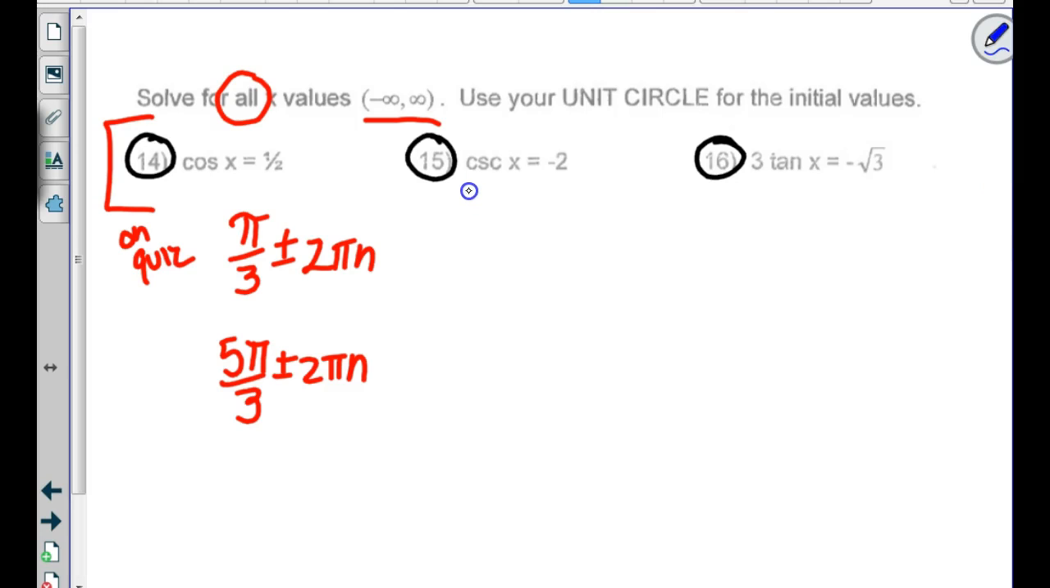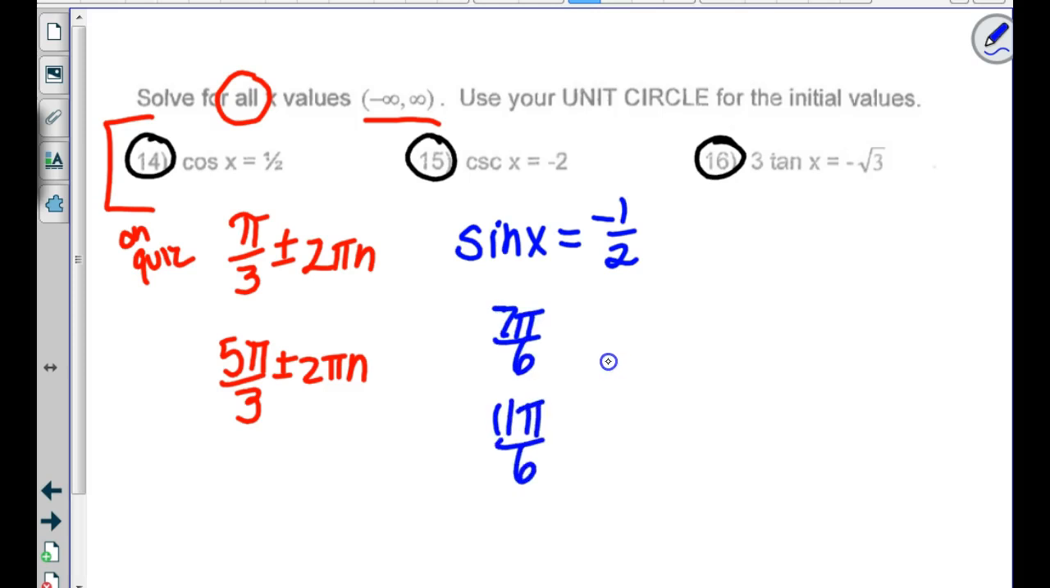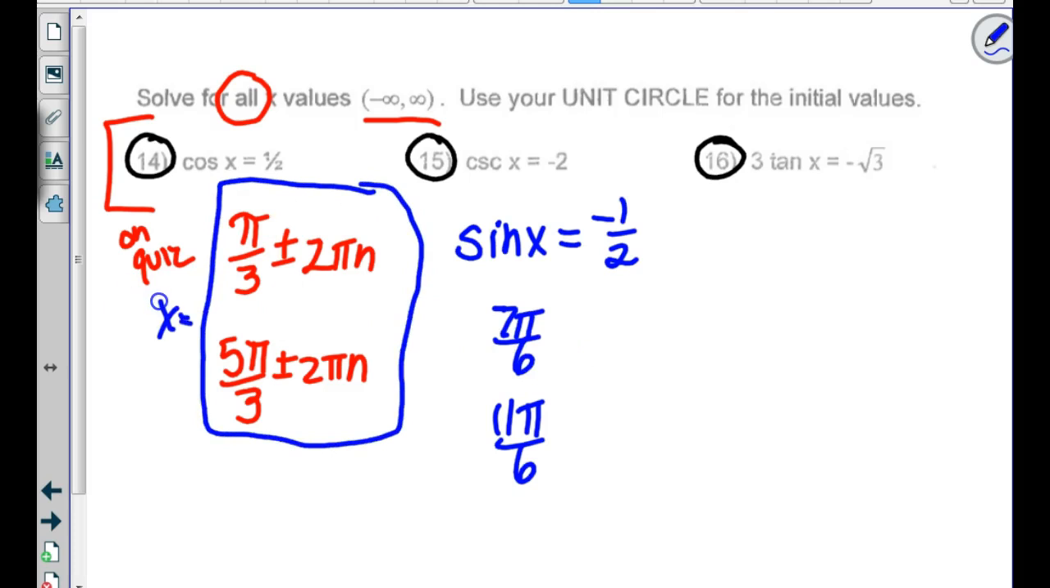Number 15 is on the quiz, one like this. What do you do when you see cosecant? It becomes sine of x, and you flip this side and it's negative 1/2. Now, where is that true? Okay, are we done? This probably should have said x equals, but it's okay. We have to put plus or minus 2 pi n because of the directions again.